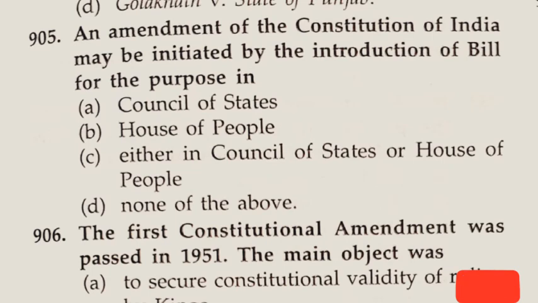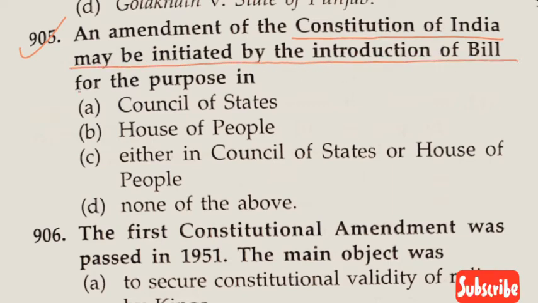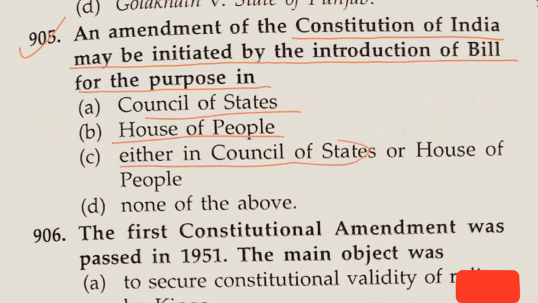Now question number 905. An amendment of the Constitution of India may be initiated by introduction of a bill for the purpose in option A, Council of States; option B, House of People; option C, either in Council of States, meaning Rajya Sabha, or House of People, meaning Lok Sabha; and option D, none of the above. So the answer is option C.